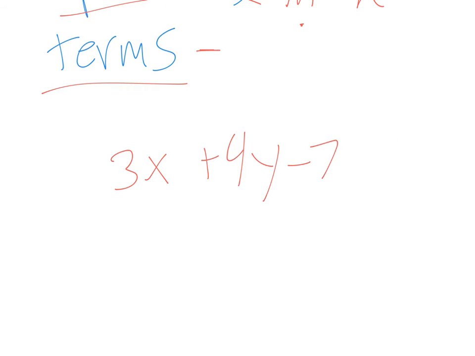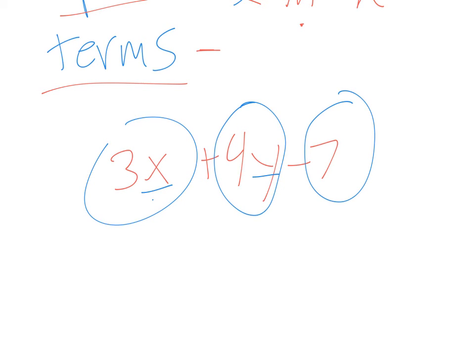So right here in this algebraic expression, we end up with two variables. The variables are x and y. So those would be our variables. We actually end up with 3 terms. 3x, or 3 times x, is one term, 4 times y is a second term, and 7 is a third term. And then we end up with 2 operations. We have addition and we have subtraction within this expression.